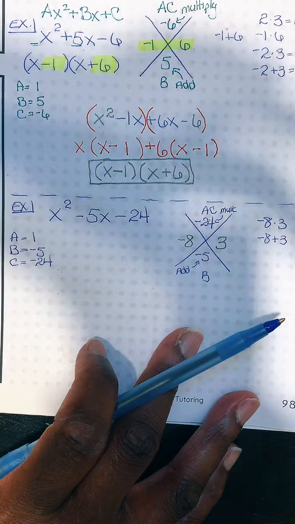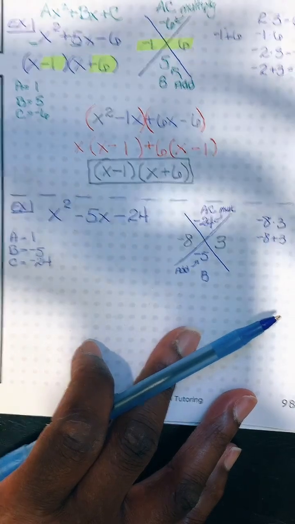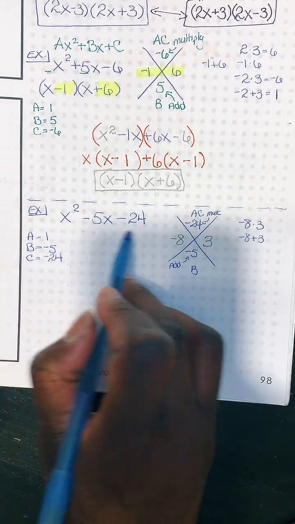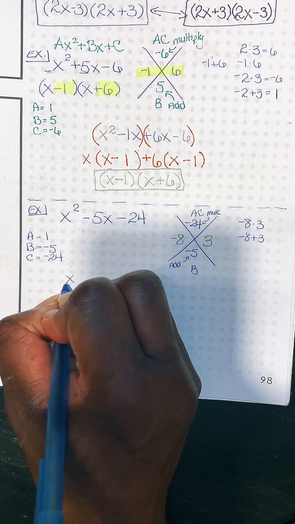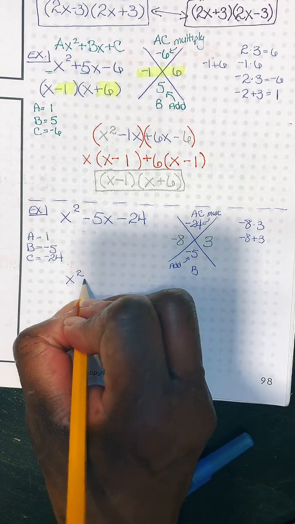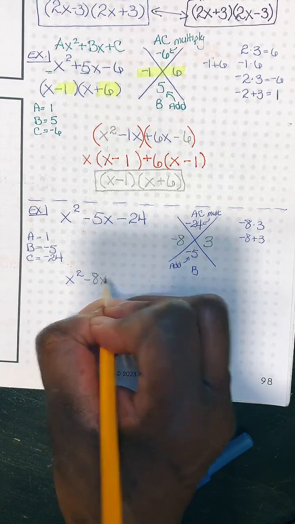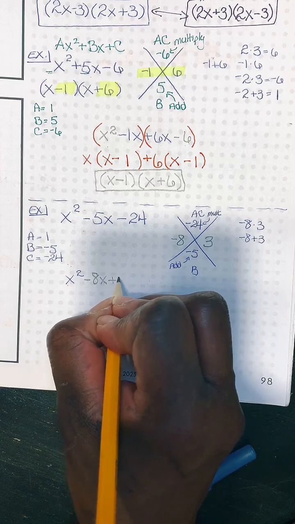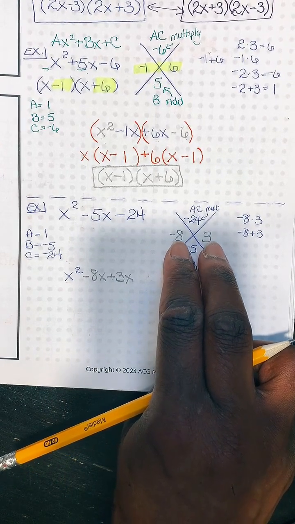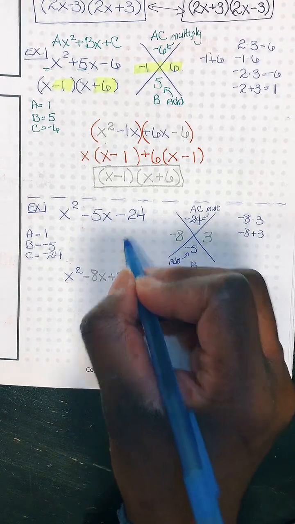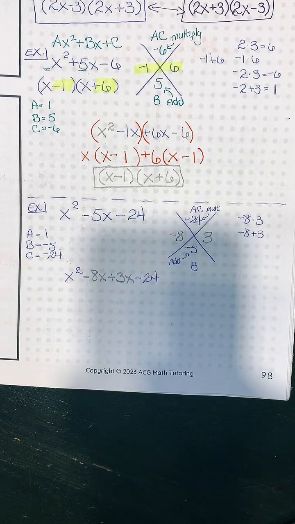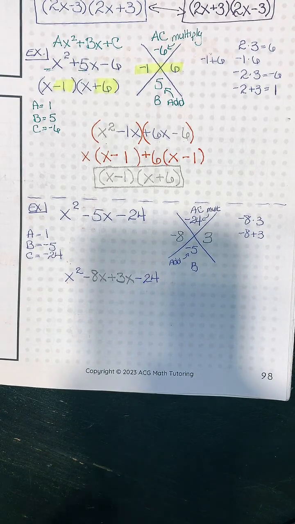So this is the part that makes Audrey a little cry. What happens is they rewrite, so they do x squared, and instead of the -5, they put the -8x and the +3x. Those are the two numbers that we got from the cross. And they bring down the constant, which is a -24.